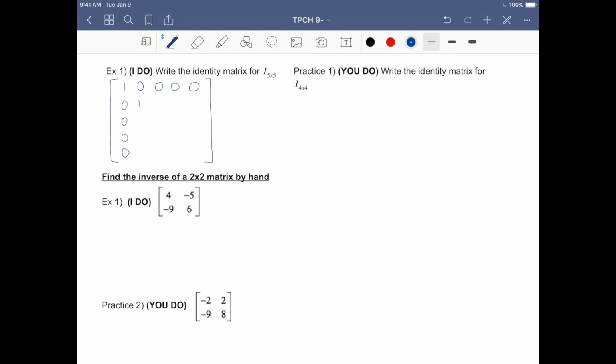Then I'm going to start with the 1 here, zeros everywhere else, like so. And put another 1 here, and another 1 here, and lastly, there we go. So this is my 5 by 5 identity matrix. Now you try writing the 4 by 4 identity matrix.